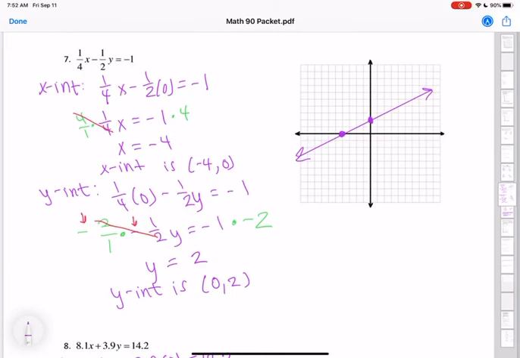All right, the next one has some decimals. It's not too bad. You can use a calculator. Go ahead and try it. Go ahead and graph number 8 by finding the x-intercept, and then by finding the y-intercept, plot those 2 points, hit play when you're ready to check in.